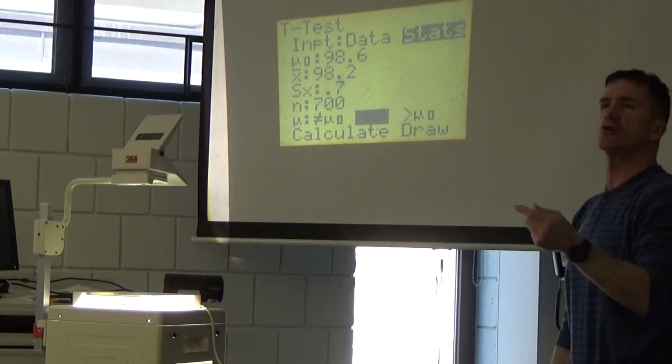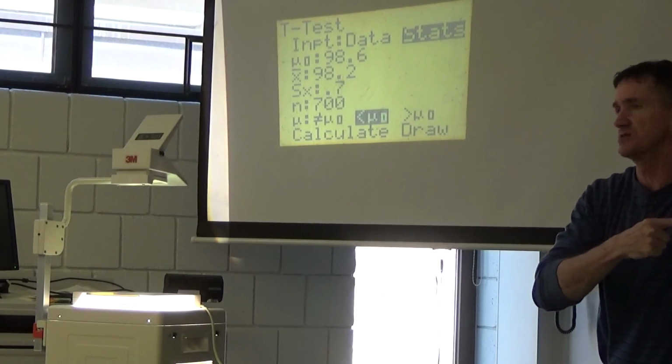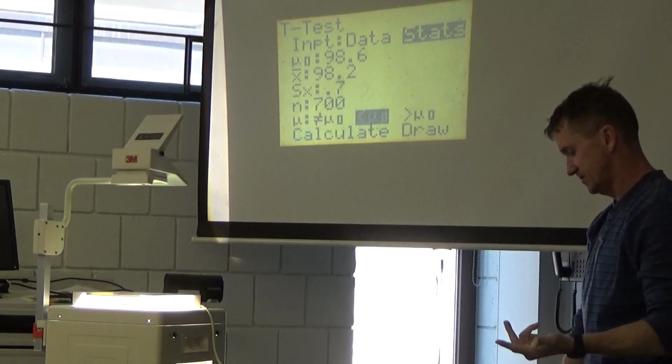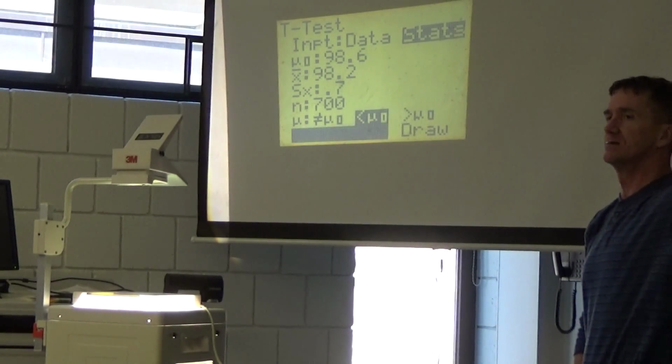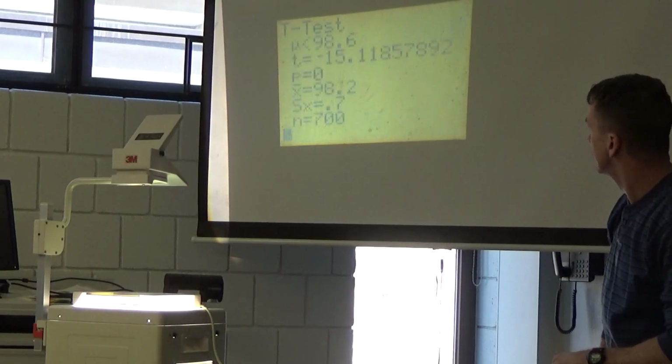And when there's a calculate and draw option, I don't like draw. They draw a bell curve, and it's not nearly as pretty as ours. Trust me. I just do calculate. Our drawing's way better. We got the color code, right? Yellow and white. All right?